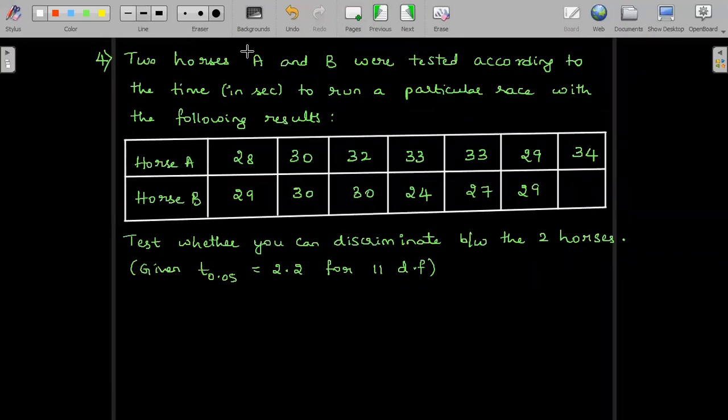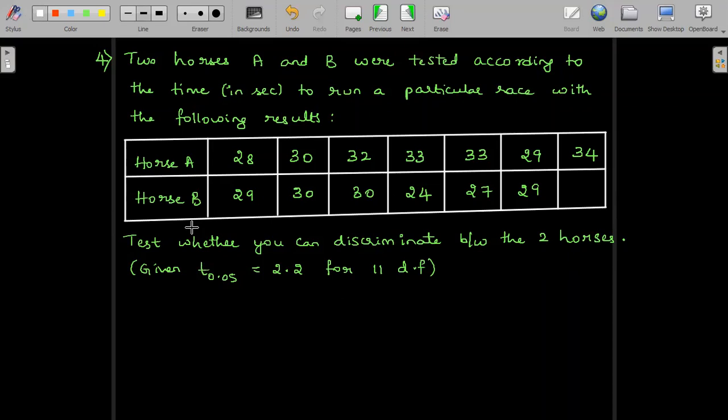Two horses A and B were tested according to the time in seconds to run a particular race with the following results. Horse A having the values 28, 30, 32, 33, 33, 29 and 34. Horse B 29, 30, 30, 24, 27, 29. Test whether you can discriminate between the two horses. And we are asked to do this with student t value at 5% level of significance, which is 2.2 for 11 degrees of freedom.